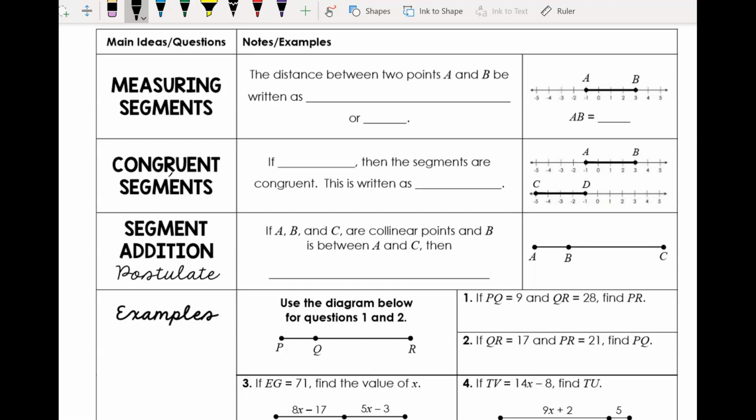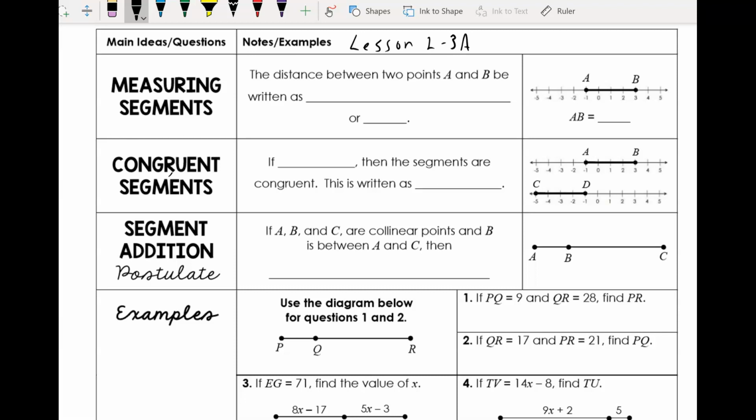Hello, geometry students, and welcome to a lesson on the segment addition postulate and the midpoint theorem. Let's for now ignore the words postulate and theorem, just think about segment addition and midpoint. This is week 2, so this is lesson 2. This is the third day, so this is lesson 2-3, and this is our in-class lesson, so it's 2-3A.